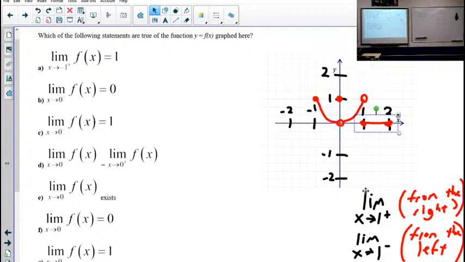As x gets closer and closer to 1, what's happening to y? So that's the notation of limit from the left and limit from the right.